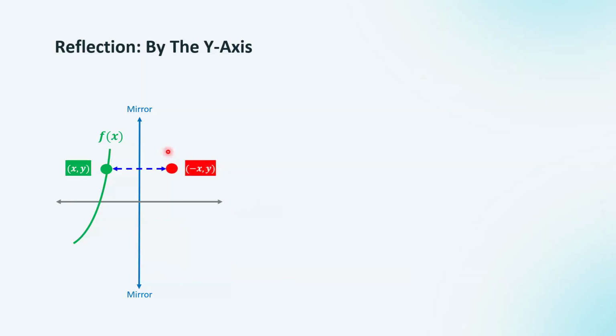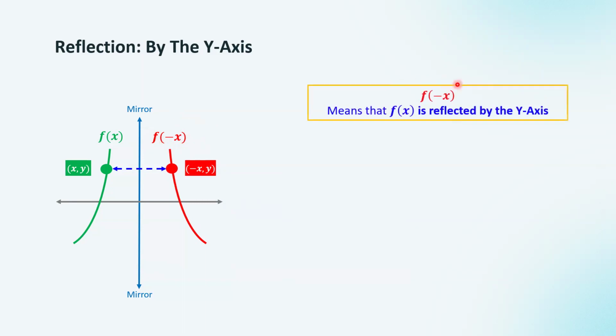So every point will have the same y. It's just that the x value is going to be the opposite. So we will have this function, f of minus x. This is the transformed function. So that means f of minus x means that f of x is reflected by the y-axis.